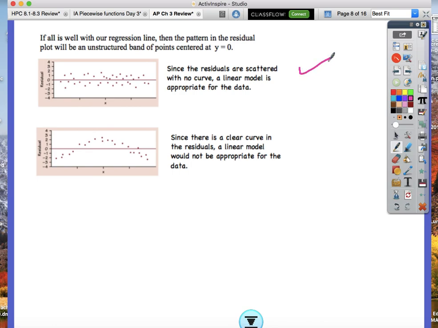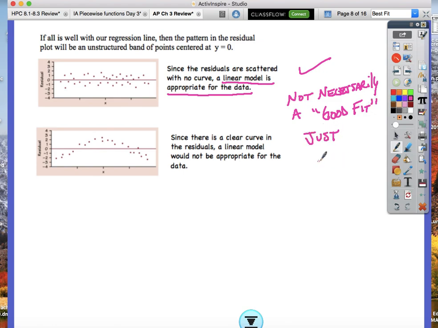So again, here's what we want. We want scattered. That tells us that a linear model is appropriate. That does not necessarily mean it's a good fit. It just means a line is better than a curve. I'm going to write that down. Not necessarily a good fit. It just means a line would be better than a curve.